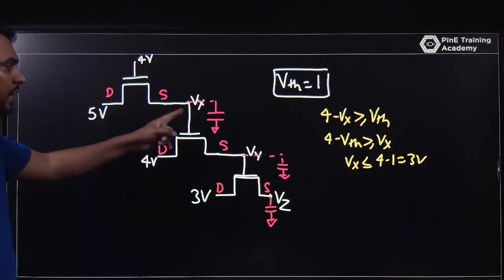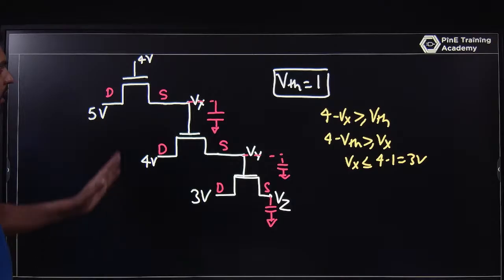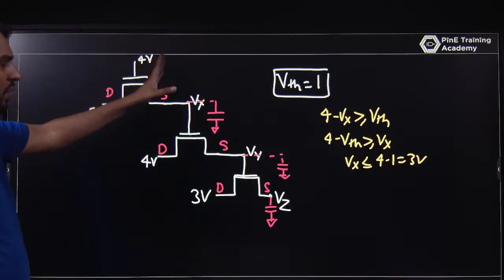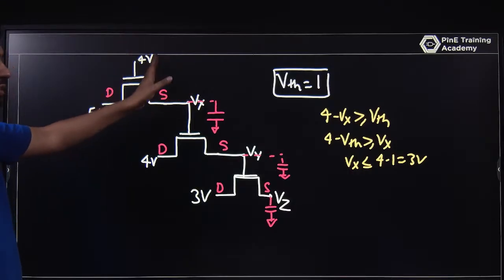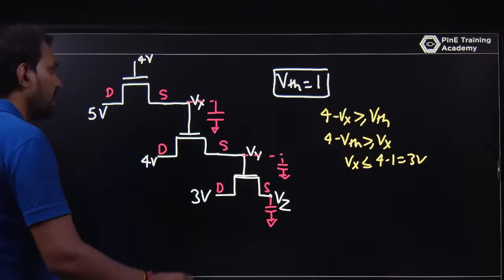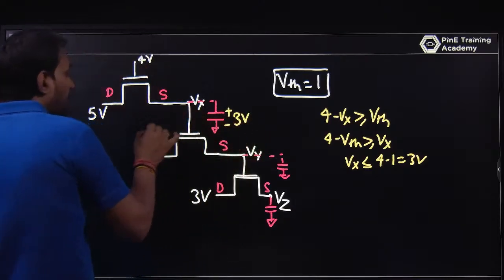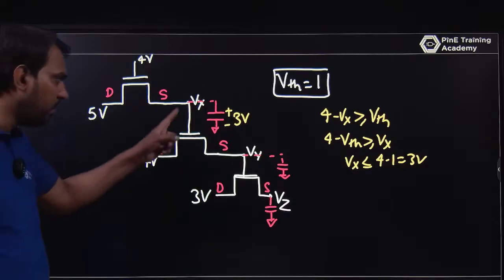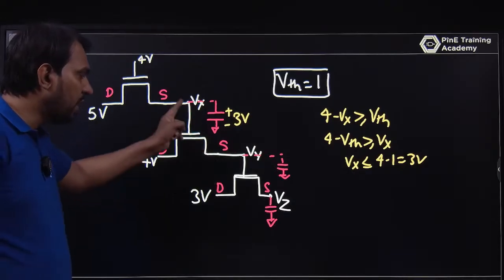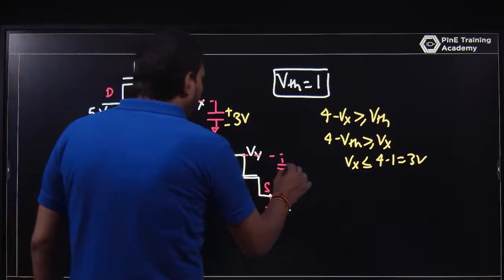This Vx node voltage can be 3 volt, not more than 3 volt. The gate and source voltage have a difference of Vth. The gate is 4, so the source can be maximum 3. 4 minus 3 is 1, so the MOSFET is on. So that is 3 volt. This will be the gate voltage of the second MOSFET. If you are looking at this MOSFET, 3 minus Vy is greater than or equal to Vth. So 3 minus Vth, this will be 2 volt.